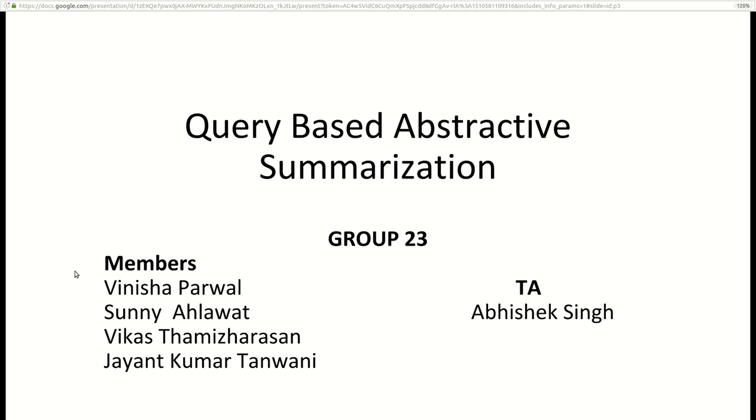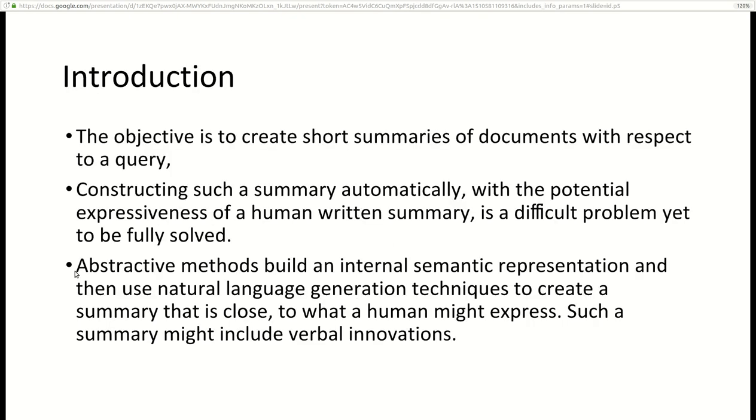abstractive summarization. Now, what do we mean by query-based abstractive summarization? It means to generate the summary of a document in the context of a query. So, what does abstractive mean? There are two ways to generate the summary of a document. First is extractive and second is abstractive.